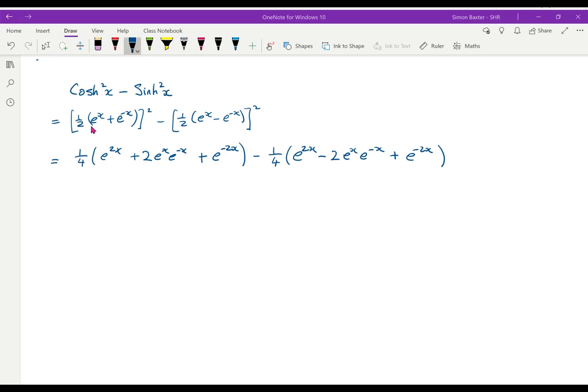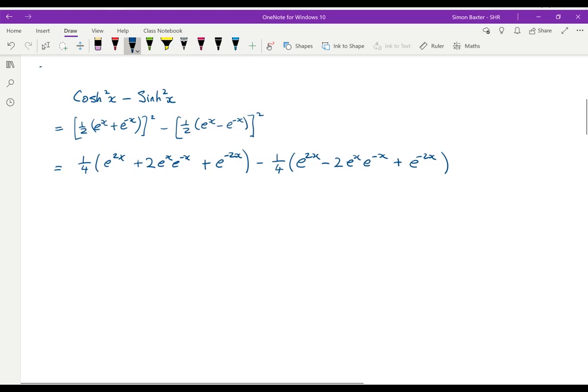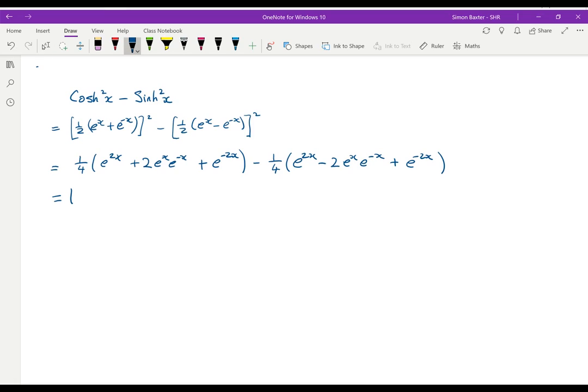Here's the expansion of the first bracket, and here's the expansion of the second bracket. We've got a quarter in each. e to the 2x minus e to the 2x, that disappears. 2 minus minus 2 is plus 2, so that's 4. So we get 4 over 4, that's 1. e to the minus 2x take away e to the minus 2x is 0. So this just gives us 4 over 4, which is 1. Well, that is not necessarily what you were thinking you were going to get.